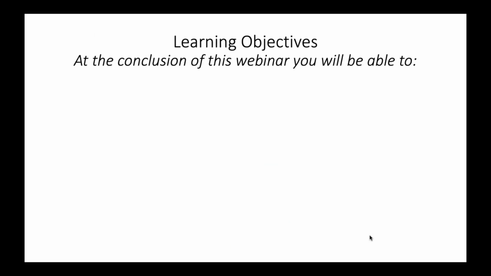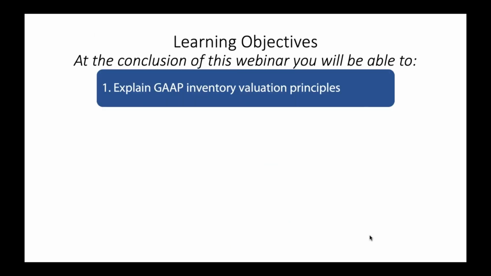So what are we going to learn about today? First, what does GAAP say about inventory valuation? Now, throughout this presentation, I'm going to use the acronym GAAP. I know that outside the U.S., it's called IFRS. Pretty much means the same thing, but for simplicity's sake, I'm going to use GAAP. So what does GAAP say about inventory valuation?